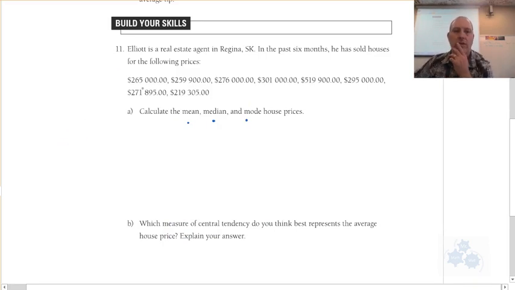So what's the smallest one? We got 265, 59, 76, 300, 500. Okay, so it looks like 219 is the smallest. Does that look right? So 219, 305. Okay, that's the smallest one. Then we've got what? 265? Nope, 259.9. Okay. Then we've got 265.